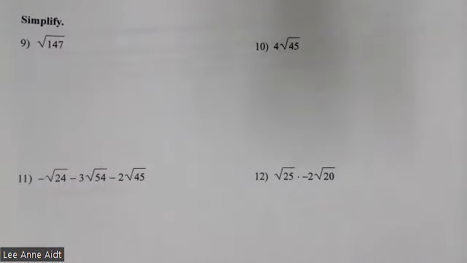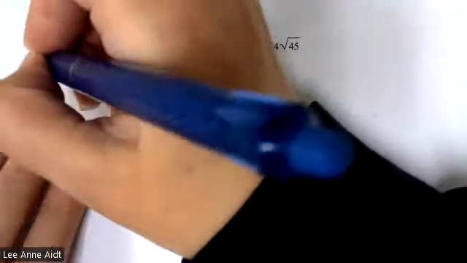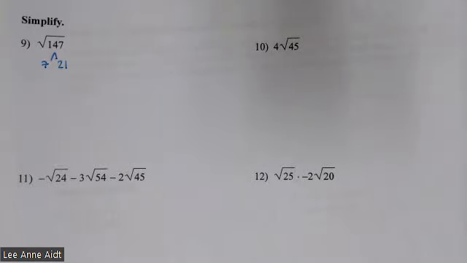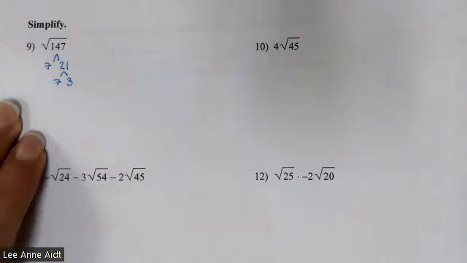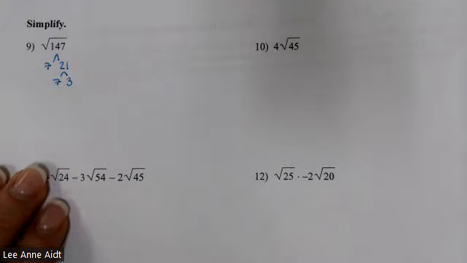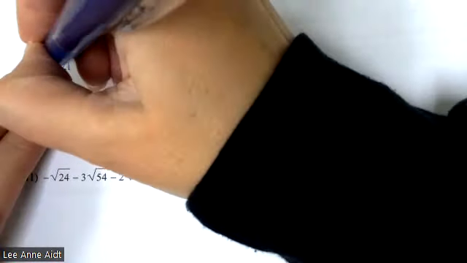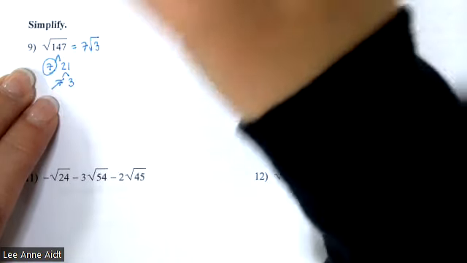I wonder if anyone in the class is sitting there thinking 147 is prime. It's not prime. It's divisible by 7. It's 7 and 21, which is 7 and 3. So I have a pair of 7s. Circle 1, cancel the other. 7 root 3.